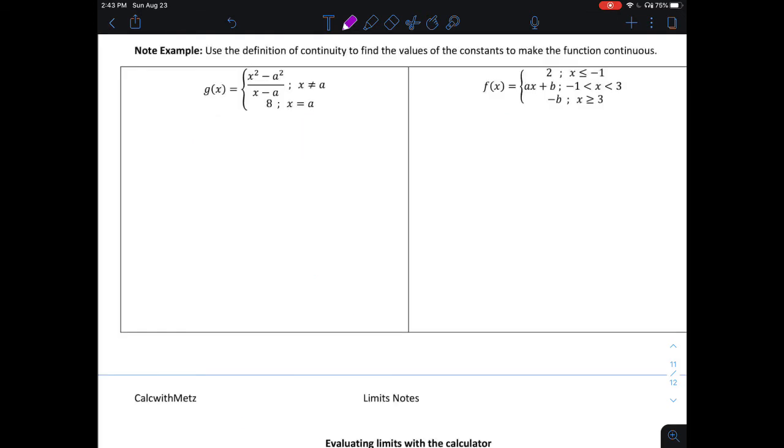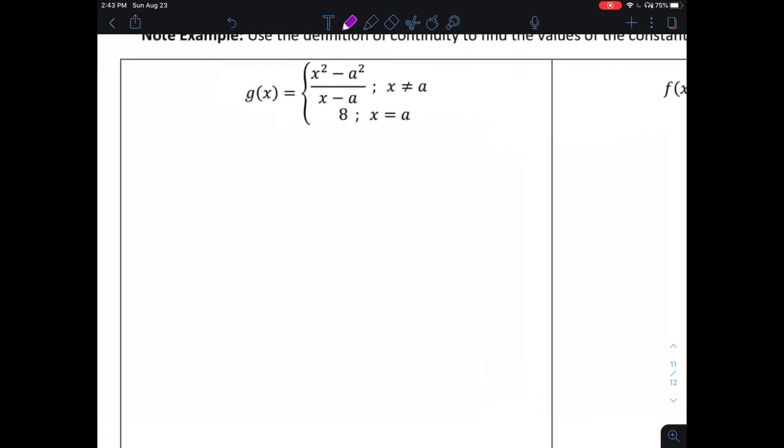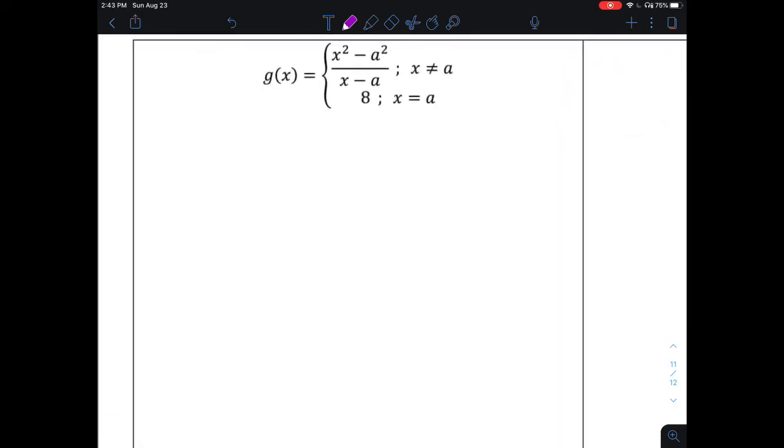All right, here in these next two examples, we want to use the definition of continuity to find the value of some constants, in this case a or b or both a and b, to make the function continuous. So here in this first problem, we are trying to figure out what a needs to be to make g continuous at x equals a. What we do know is g of a is defined as equal to 8. So I do have a defined y value. So I would approach this problem by figuring out the limit.